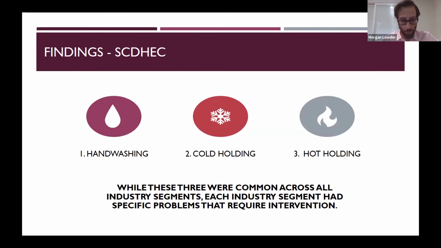So summed up, our main issues were hand washing, cold holding, and hot holding. Before we started our risk factor study, we expected that we would find these things. So our study sort of validated our suspicions. These were the problems that were most common across all of the industry segments, but each industry segment also had its own unique challenges. Next slide.